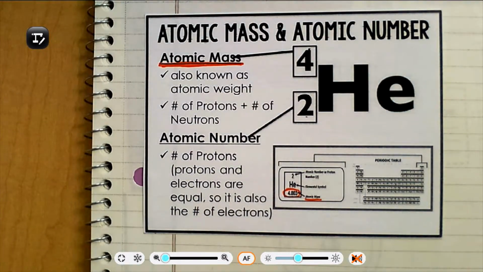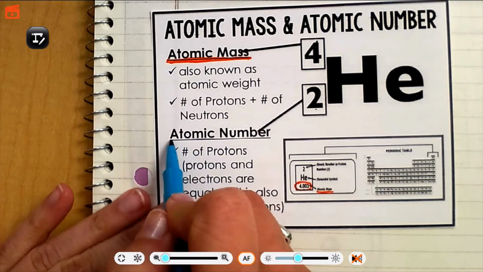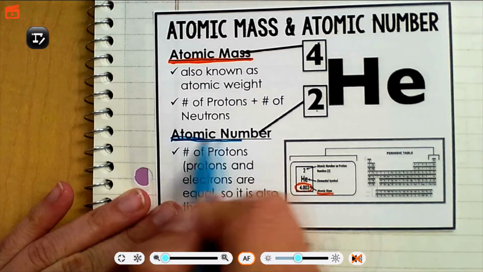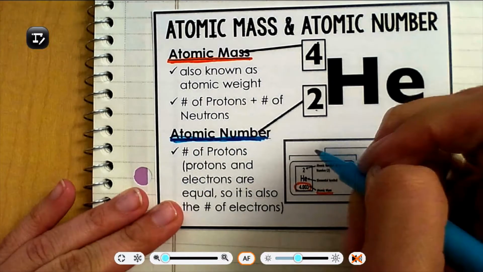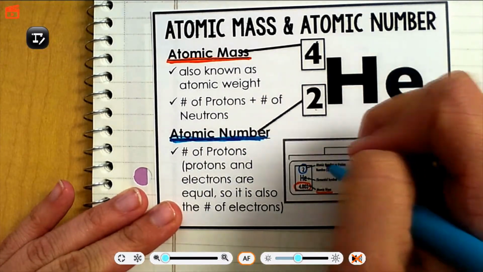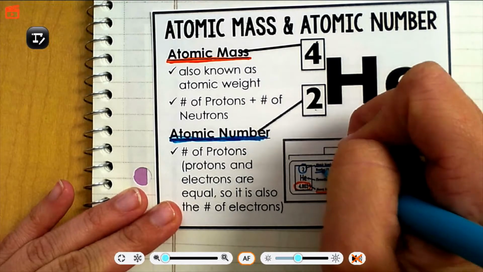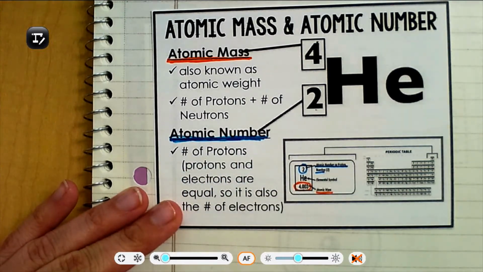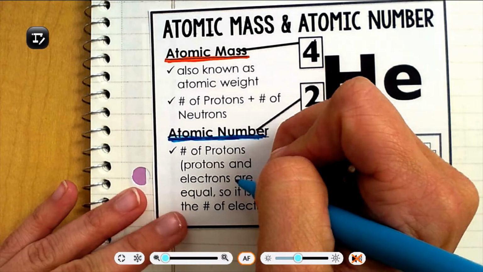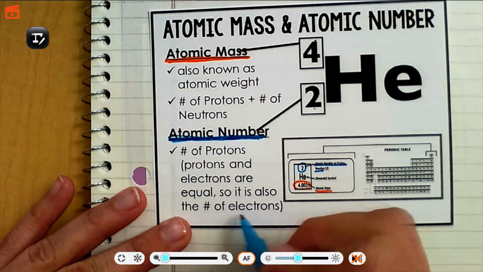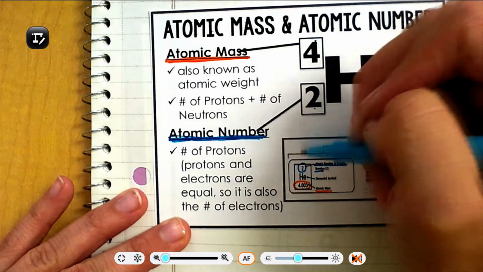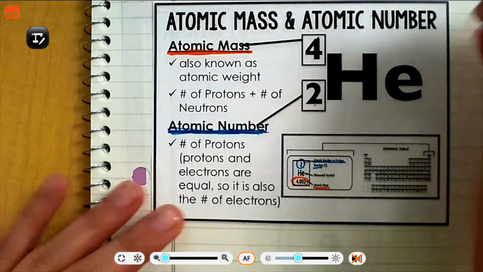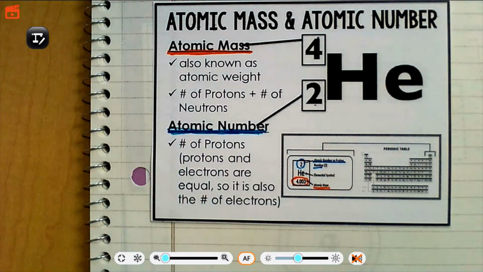Then we've got our atomic number, which is usually above our chemical symbol. So atomic number, that's right here, atomic number. So that's the number of protons, which is also the number of electrons, because they're always equal. It's the number of protons in that element. So helium is atomic number 2. It must have 2 protons.